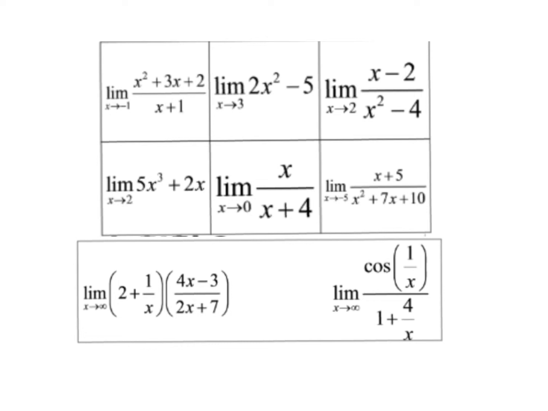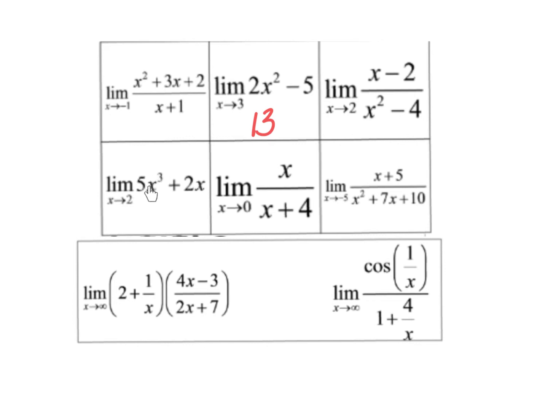So, for example, the first thing I would always look to do with a limit is plug in the number. So let me just show you one of those. If I just plugged in 3 here, 2 times 3 squared, so 2 times 9 is 18, minus 5 is 13. Don't ever look at a limit and assume you're going to need to do more than plug it in. You should always try that first.